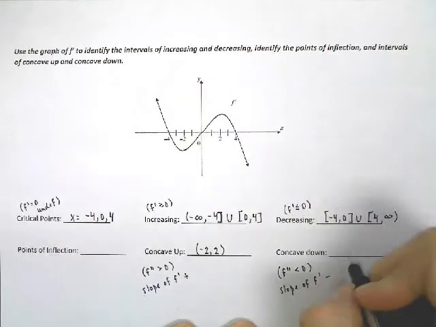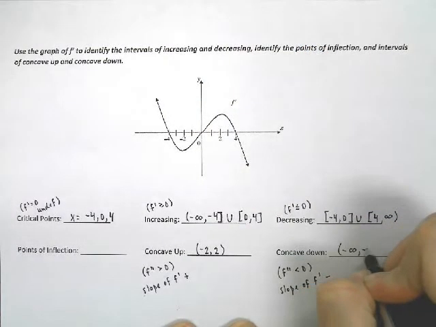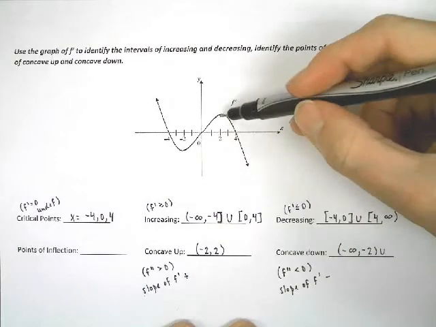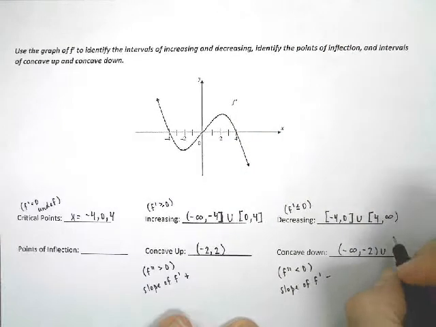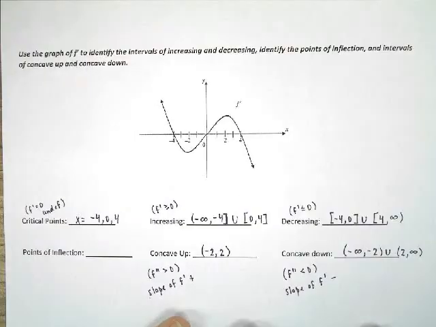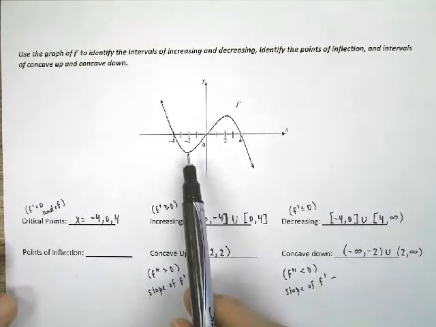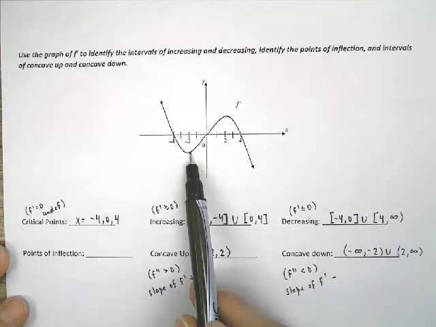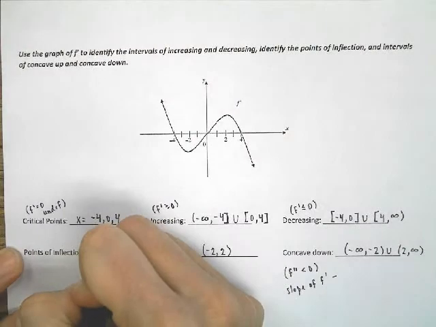So now, I do have some points of inflection, right? I know that my concavity changed at -2 and at 2. And again, that makes sense. We said this should be wherever my second derivative is 0. At both of those spots, I have horizontal tangents, so the slope at those points is 0.